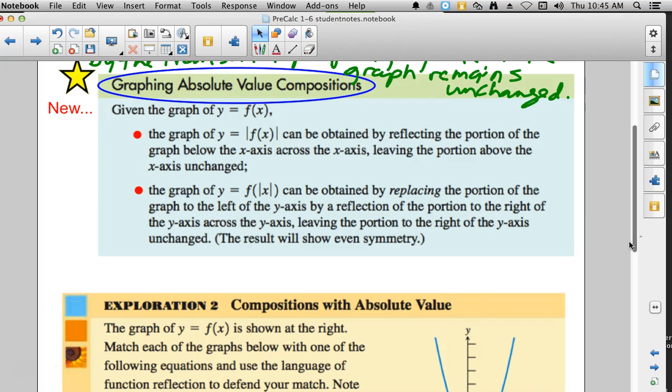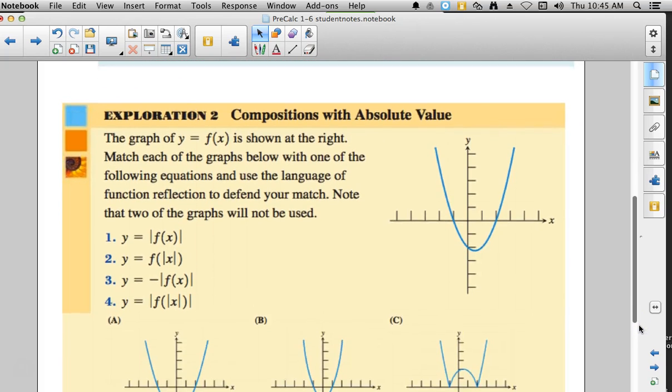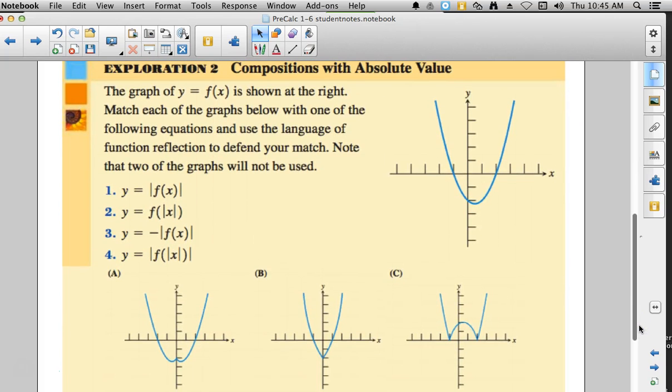So like it says, the portion to the right gets flipped across that y-axis, leaving the portion to the right of the y-axis unchanged. So that one's going to show even symmetry when we do it. So what we're supposed to do here is imagine just a good old parabola, and see what happens to it if we take the absolute value. The graph of y equals f of x is shown at the right. Match each of the graphs below with one of the following equations and use the language of function reflection to defend your match. Note that two of the graphs will not be used, so we have some spares.